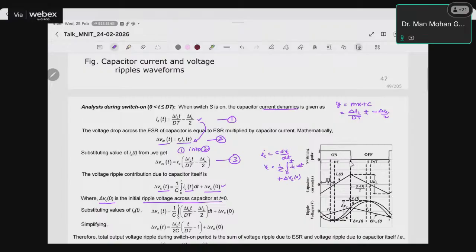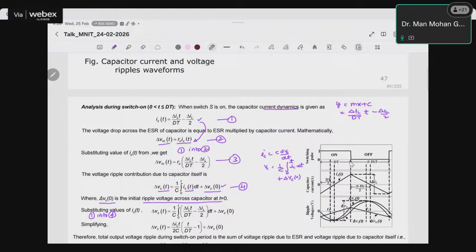Now we will put the value of IC. Let's say this is equation 4. Now we will substitute the value of IC from 1 into 4, right? So this value we are putting in this equation. So del Vc of t is equal to 1 upon C integration from 0 to t.